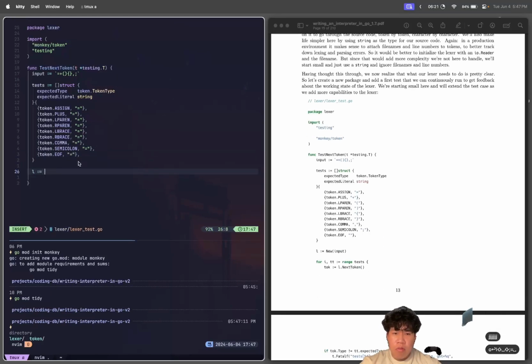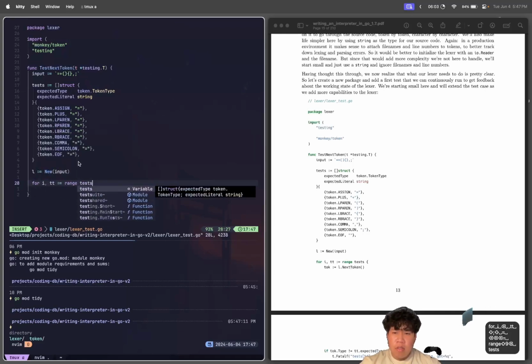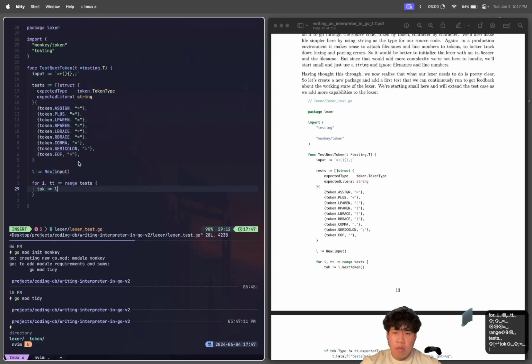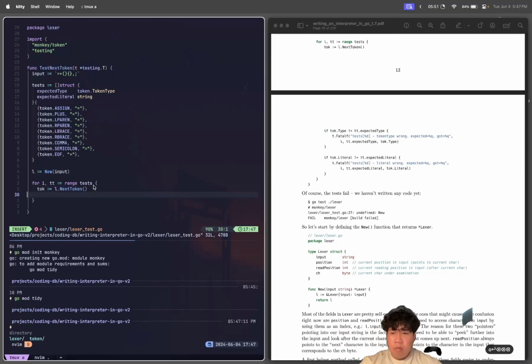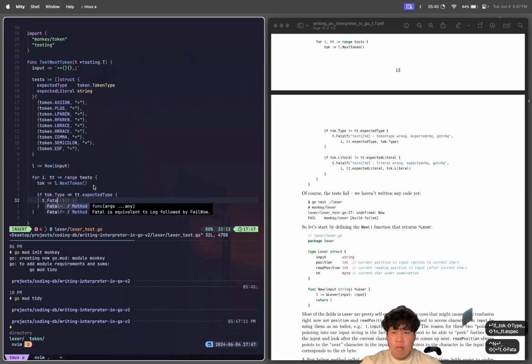Alright, new input. Wait, Copilot. Is it on again? Okay, we don't have New yet, that's fine. Range tests. tok := l.NextToken. Okay, I need to go, actually. If tok.Type != tt.expectedType, t.Fatalf.